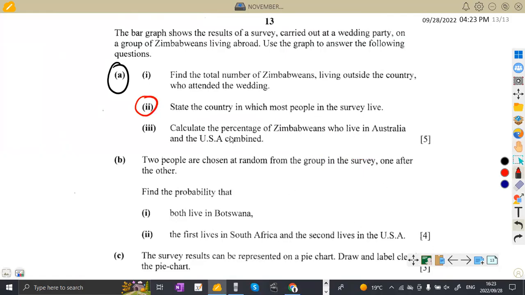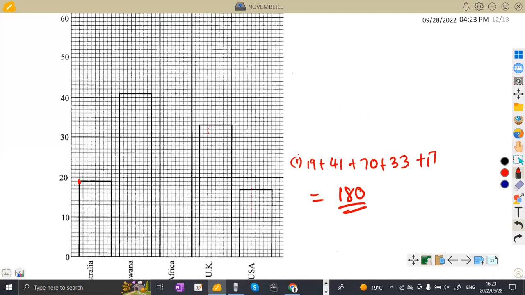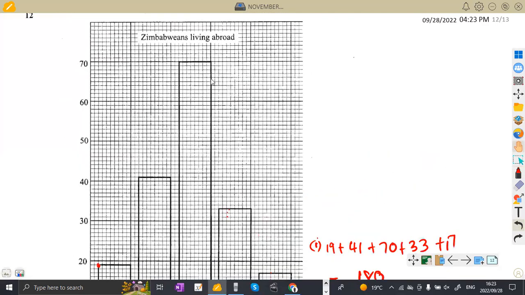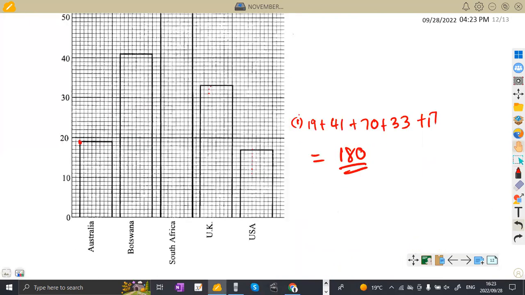State the country in which most people in the survey live. So as you can see, guys, the one that has got the highest bar is where most of the Zimbabweans are. And here we can cross-check, which is what? Which is South Africa here, 70. So which means our answer is just what? South Africa.